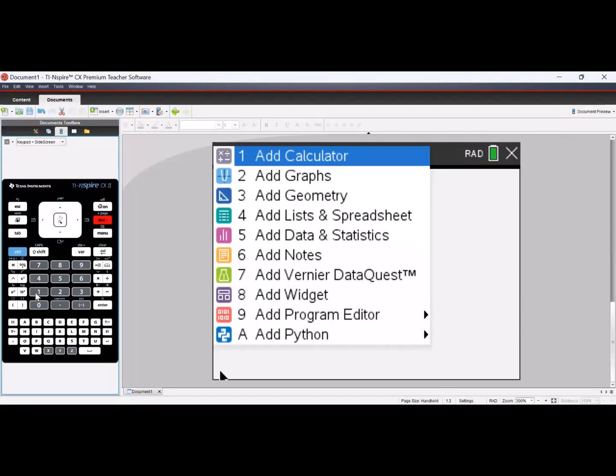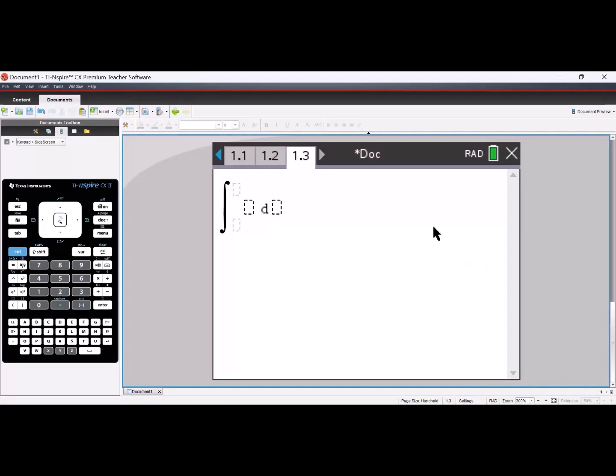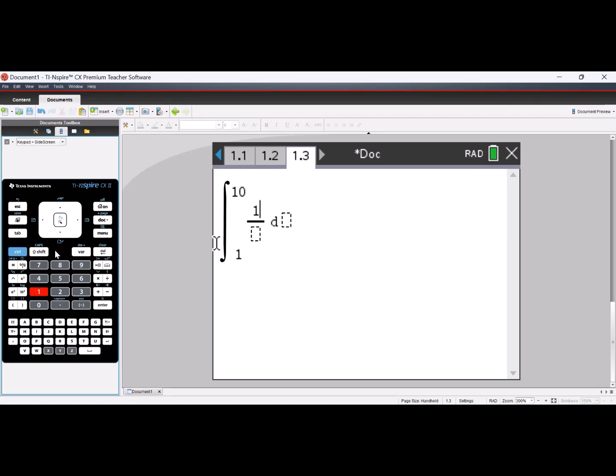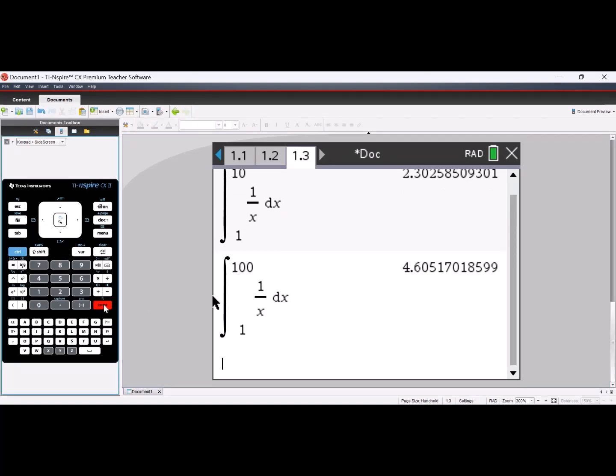I'm going to add a page just so I have a clean place to work. I'm going to go get my integral. We want to find the value of the integral from 1 tab to 10 tab. This time our function is 1 over x, and we're going to tab dx and press enter. We've got 2.302585. I'm going to arrow up. Let's change that upper limit from 10 to 100 and press enter. 4.60517. Okay.